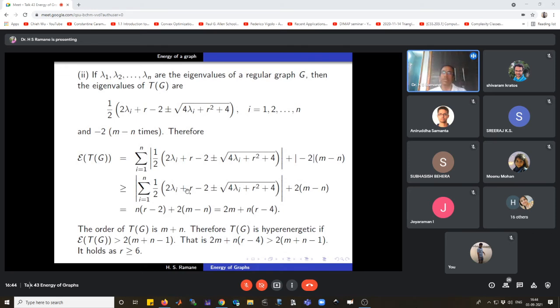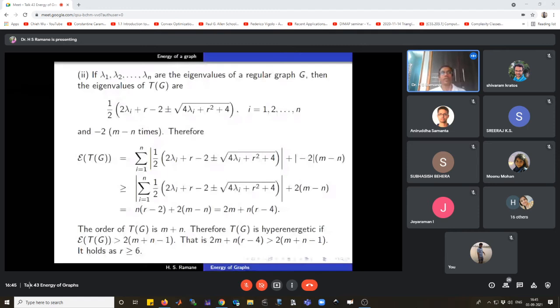So it is 2n into R minus 2, the 2 cancelling, you will get n into R minus 2. And this is 2m plus n into R minus 4. The number of points in P of G, because the vertex set is V of G union E of G, is n plus m. Correct? So P of G is hyperenergetic if its energy is more than 2 into m plus n minus 1, and this holds for all R greater than or equal to 6. So the total graph of a regular graph is also hyperenergetic if R is greater than or equal to 6.